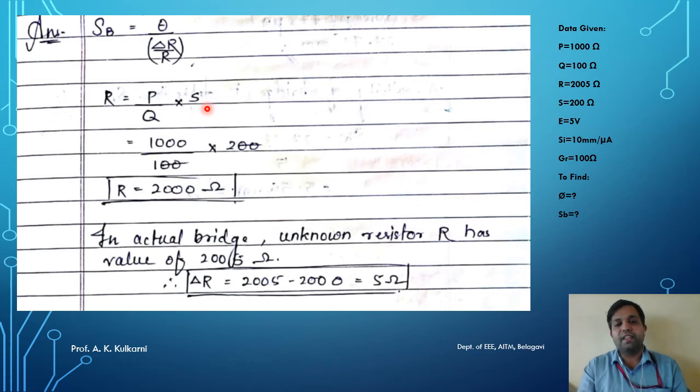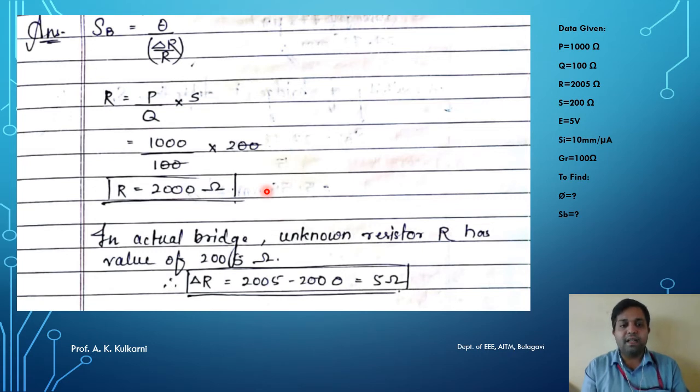So now with the help of these given data, which are given in our problem statement, we need to substitute simply over here in this problem. After substituting the various values, we are going to get the unknown value of resistance as 2000 ohm. So this is for balanced condition.